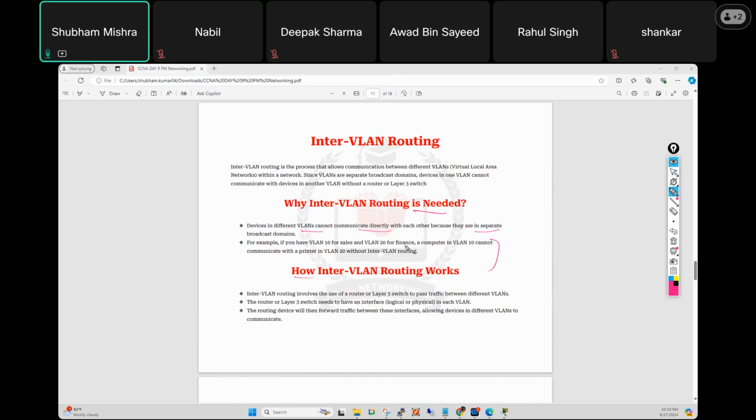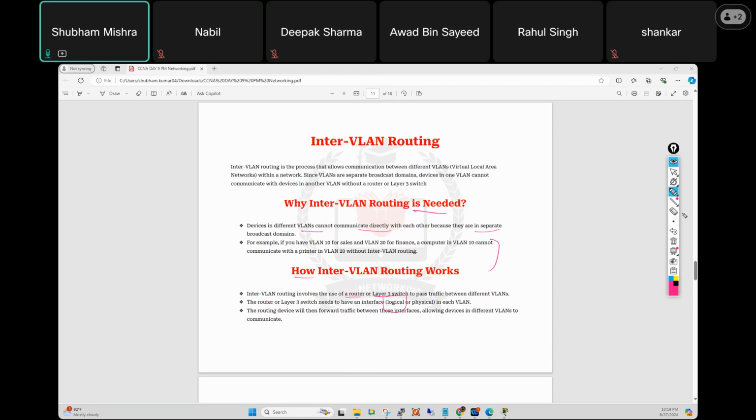Now how does inter-VLAN routing work? Inter-VLAN routing involves the use of a router or layer 3 switch to pass the traffic of the different VLANs, right? A layer 2 switch cannot forward your different VLAN traffic. Yes, everyone? The router or layer 3 switch needs to have an interface. One thing please remember: logical.